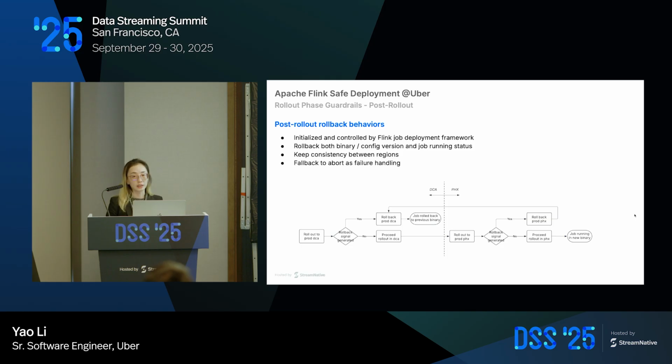Of course, the rollback can fail, right? So we have abort as the failure handling for rollback, which means we will leave the job as it is, no matter what status it's currently at, and raise a warning message on the UI for the on-call person or job owner to take some manual actions to fix a potential issue.